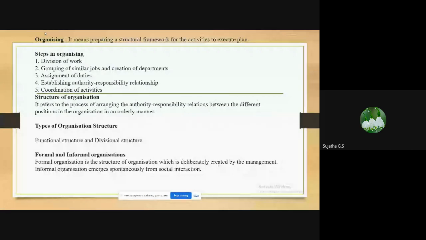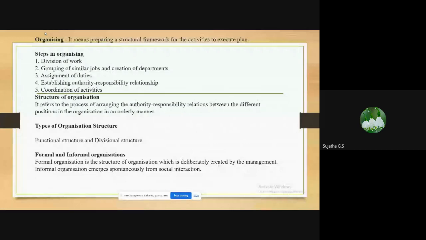And structure of the organization refers to authority responsibility relation between different positions in the organization in an orderly manner. Organization structure: functional structure and divisional structure. Functional structure.